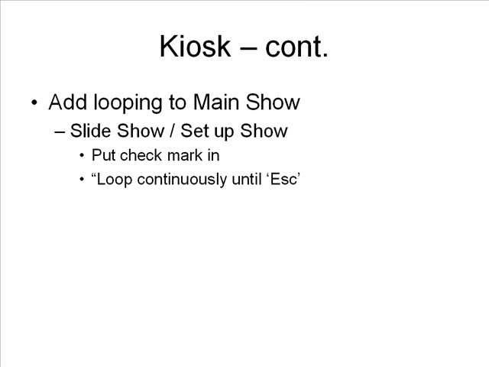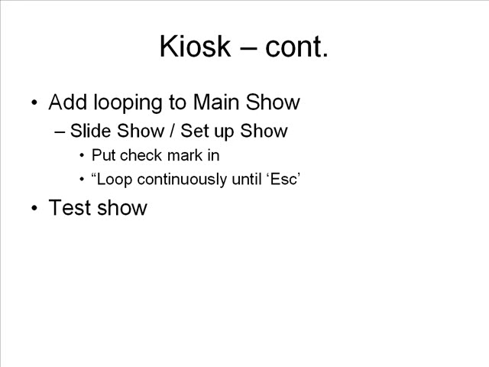Here's how to put the looping in the show. Go to the slideshow menu at the top. Click on Setup Show, put a check mark in loop continuously until escape. This means, of course, the show will run till you hit the escape key on the keyboard, on the top left-hand corner on most keyboards. That's one reason why, if you were doing this in real life, you might unhook the keyboard so that somebody couldn't hit the escape key and fool with the computer. As long as they can't get the escape key, they couldn't stop the show.